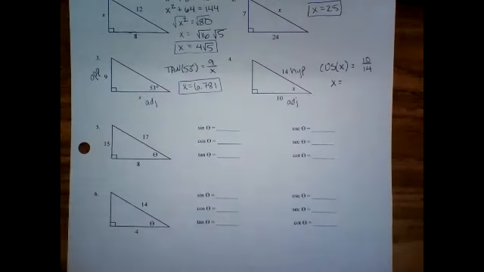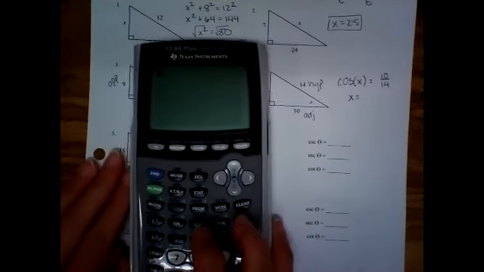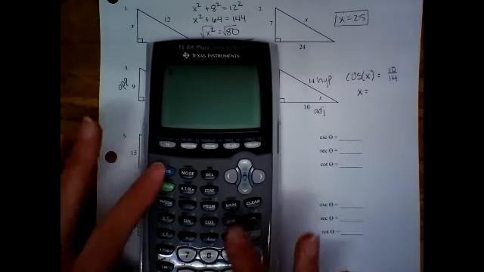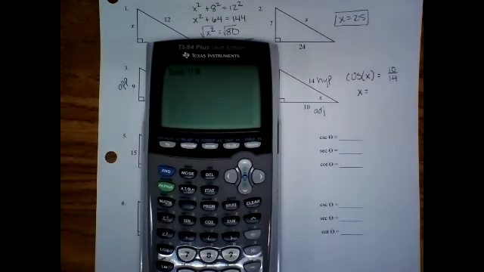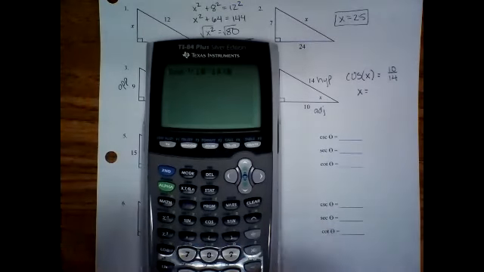So to get x by itself, you have to anti-cosine. It's cosine inverse. How do we get that on the calculator? Good. Second cosine. It will put the cosine with a little -1. Put 10 over 14, close parentheses, and that will give you your answer. So you have to like uncosine.